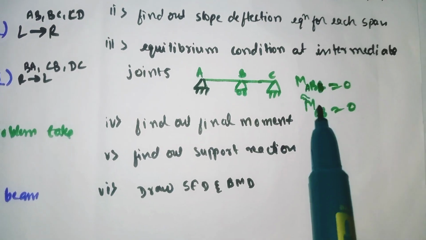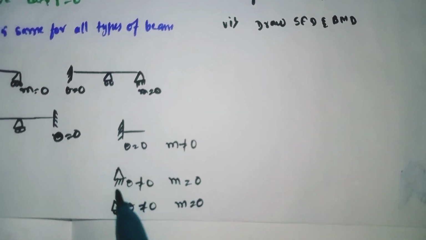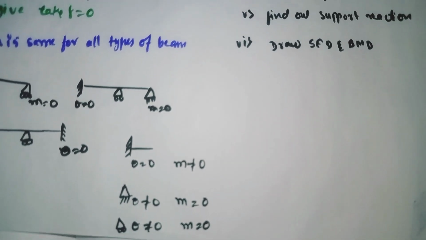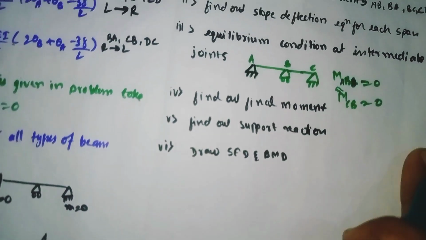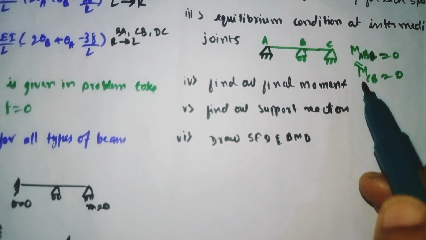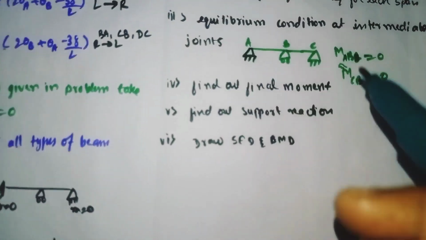So moment will be 0 at a hinged end. I have already explained that at a hinge the moment is 0, and at a roller also the bending moment is 0. So here A and C are at the supports, where bending moment will be 0 at the simply supported end. So this is our first condition.